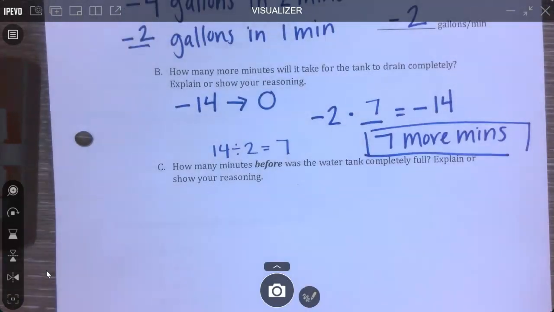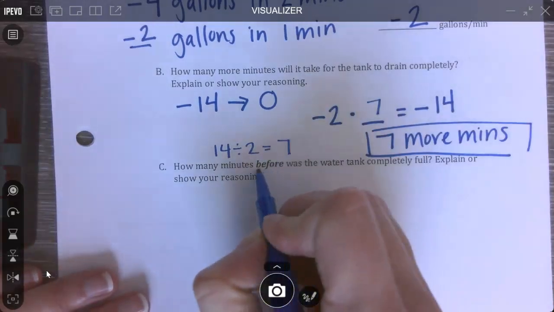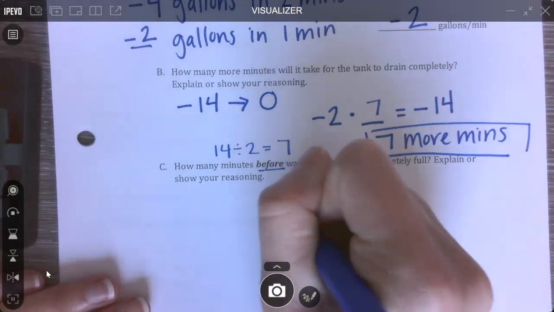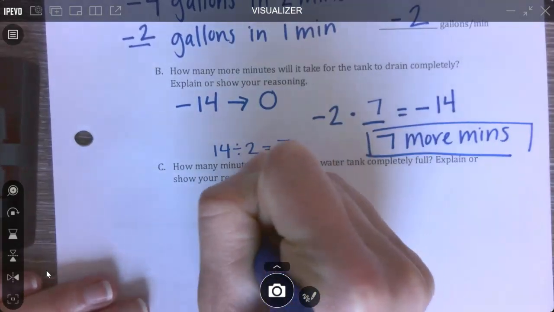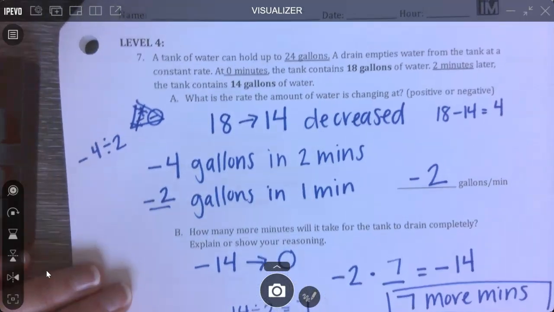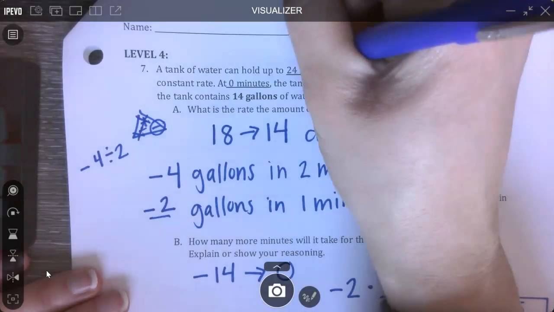All right, then it says, how many minutes before was the water tank completely full? Explain or show your reasoning. So we have to go back in time. So we know we started at 18. But we want to go back to when it was full. If I look up here, what was the amount that it could fill to? It can fill to 24 gallons. So I want to go to 24.